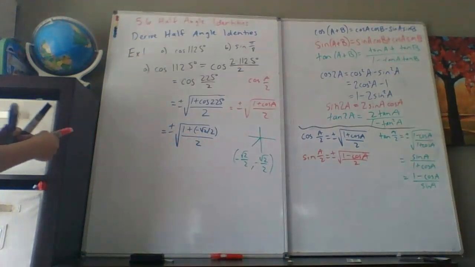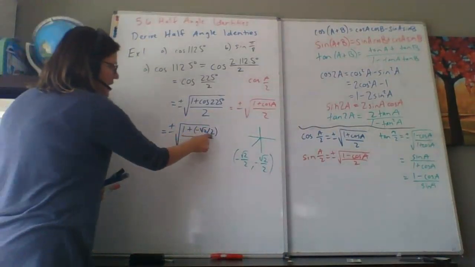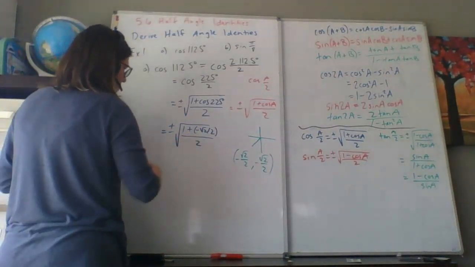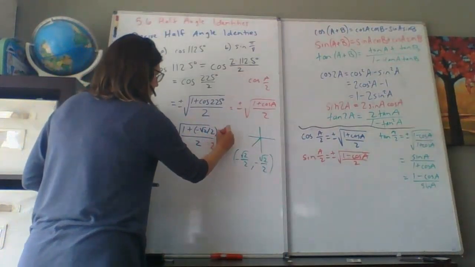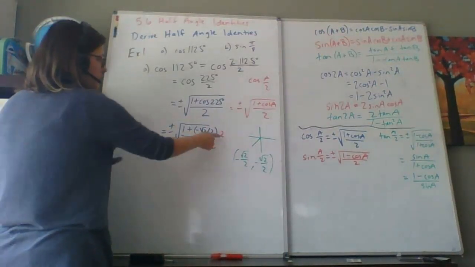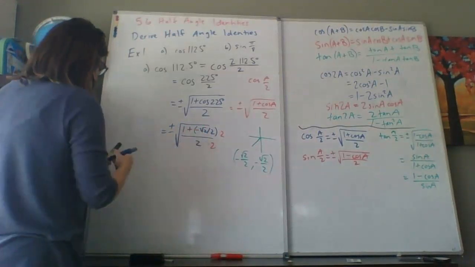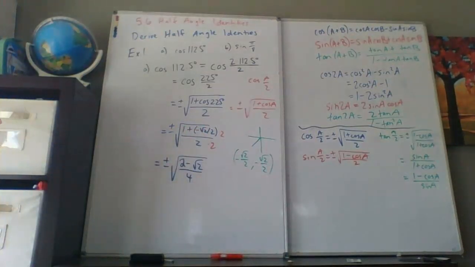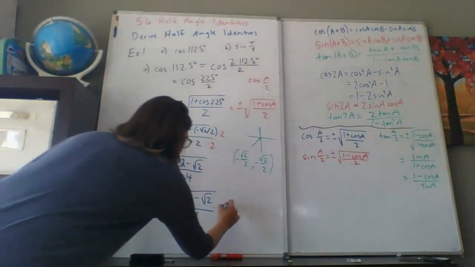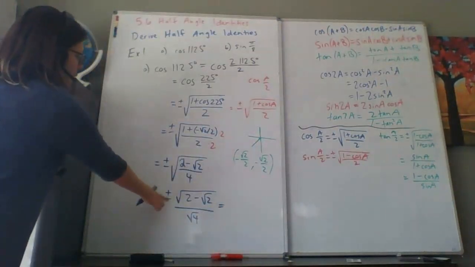First thing I'll do is multiply top and bottom by this inner denominator, so multiply top and bottom by 2. Don't forget to distribute the 2 to the 1 and the negative rad 2 over 2. So I get plus or minus the square root of 2 minus rad 2 all over 4. Now I can distribute the square root to the numerator and the denominator, and the square root of 4 is just 2.